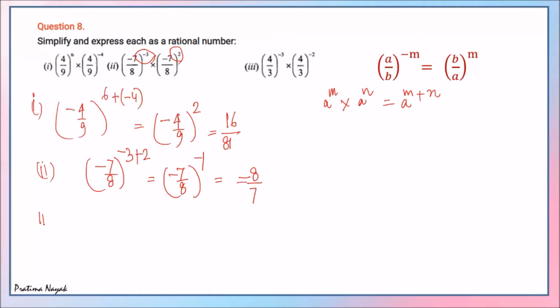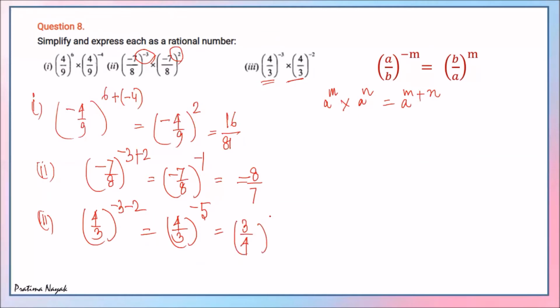Now coming to the third part. In the third, the common base is 4 by 3. So it will be 4 by 3 to the power minus 3 minus 2. Minus 3 minus 2 is how much? Minus 5. And shall I keep the answer in this way? No. So this will be 3 by 4 to the power 5, and it is given as a rational number.